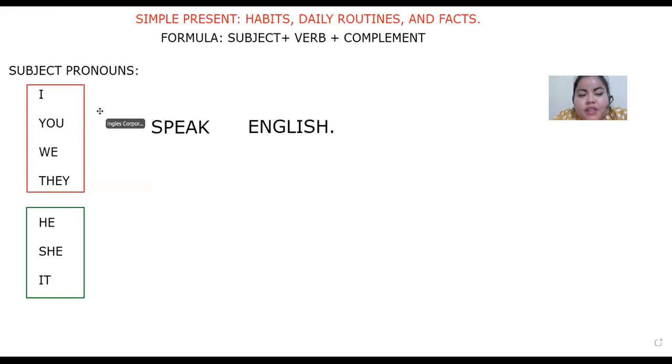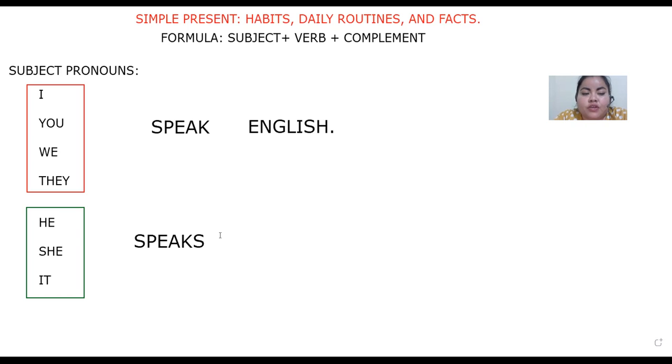Okay. Now, what are we going to have for he, she, it? With he, she, it, I am going to use here the same verb. Voy a utilizar el mismo verbo. Okay? Speak. The only difference is that here, right, we are going to use the letter S. Esta es una regla que se llama la regla de la S, the rule of S, with the verbs in third person singular. Okay? Y esto solo aplica para estos tres sujetos.